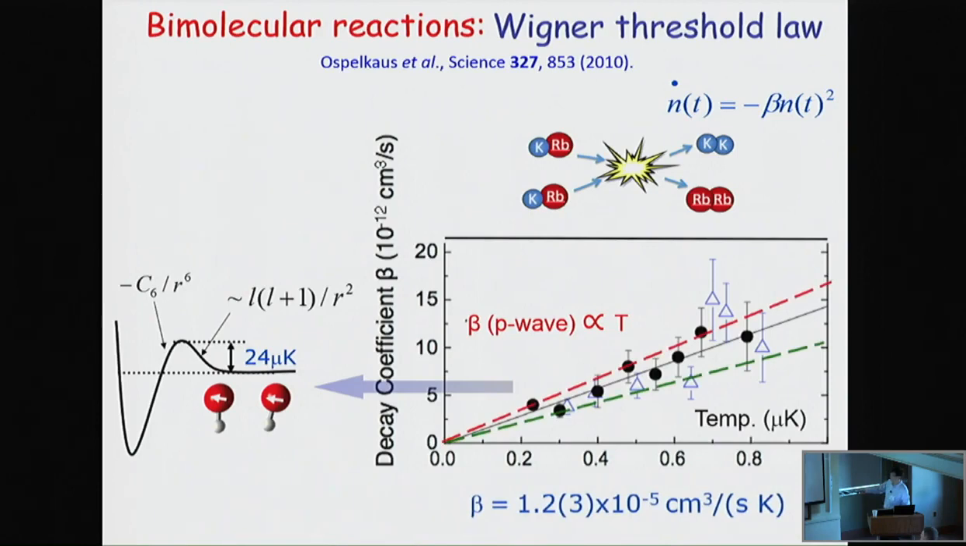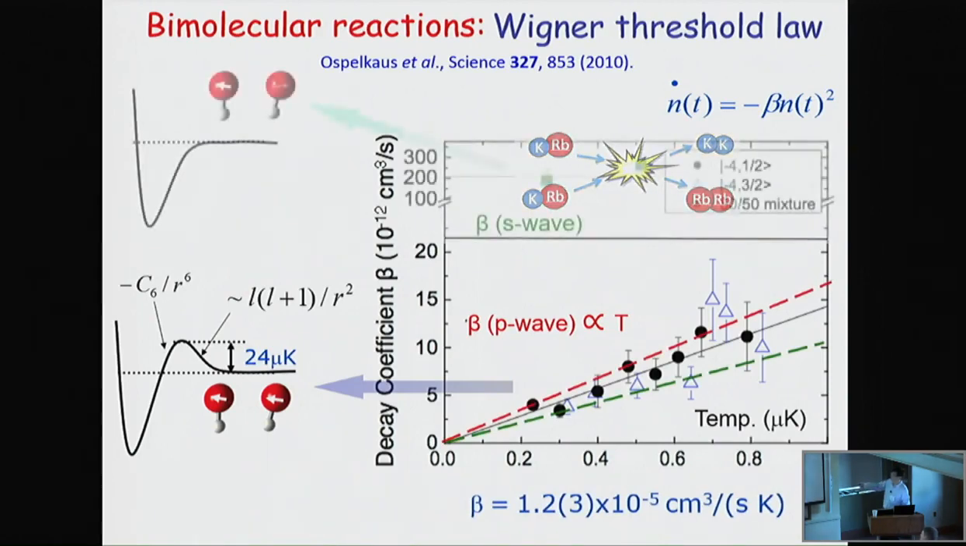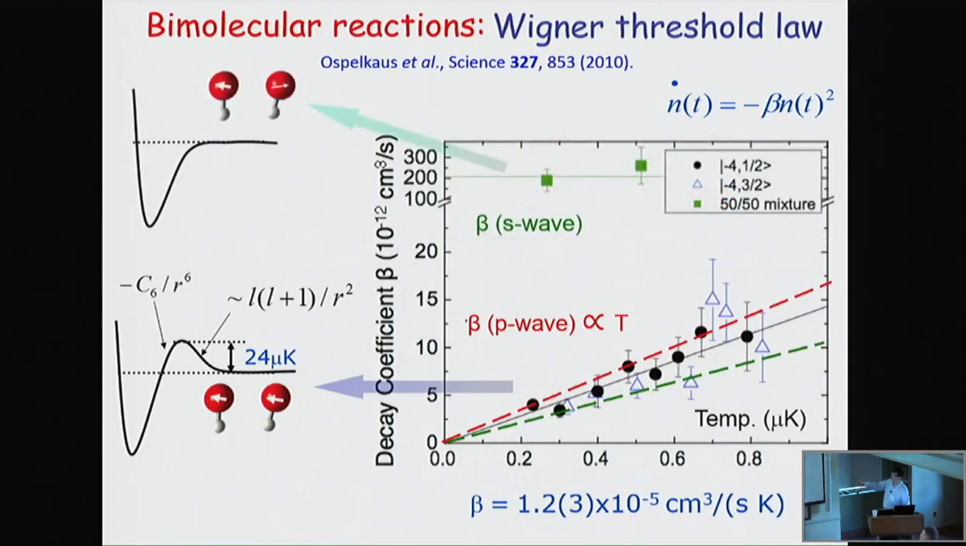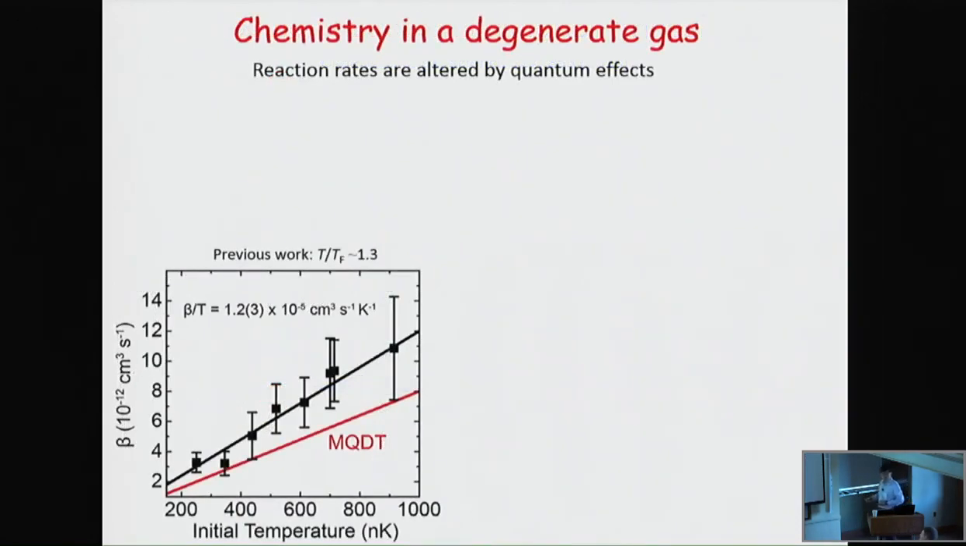If you remove the barrier, for example, just by flipping the nuclear spin such that these molecules are distinguishable, they can come together with S-wave, that barrier goes away, and the rate goes up by a factor of 100 and loses temperature dependence. So if we look at this behavior again now, where this is the past result that's summarized here.